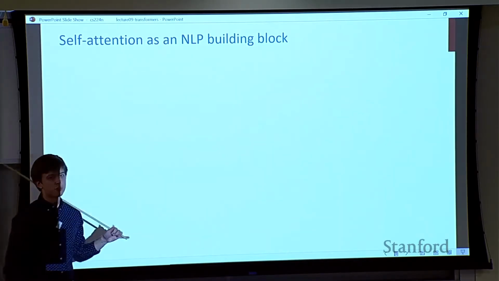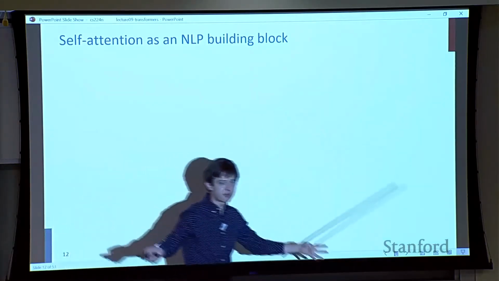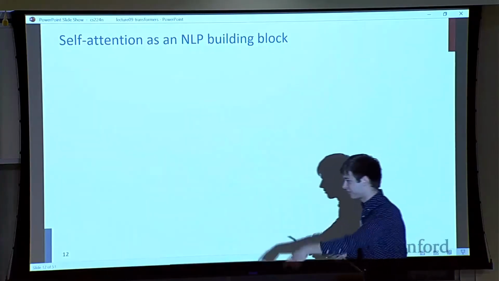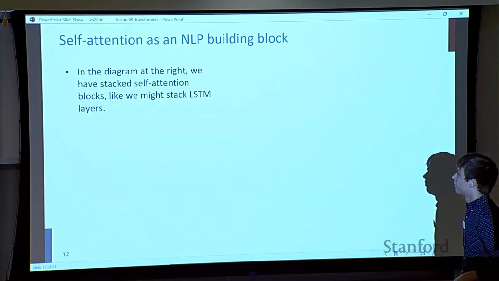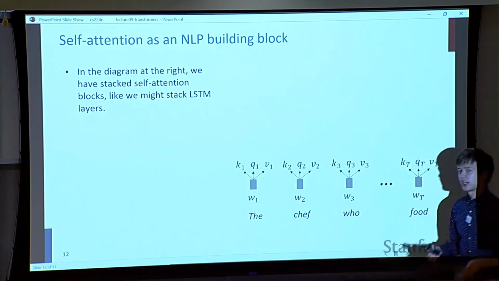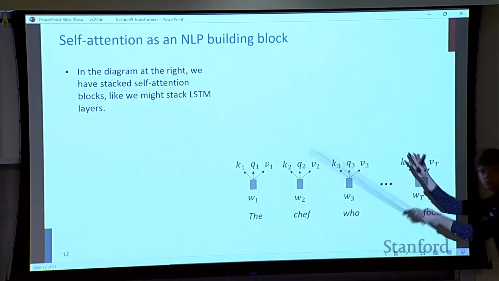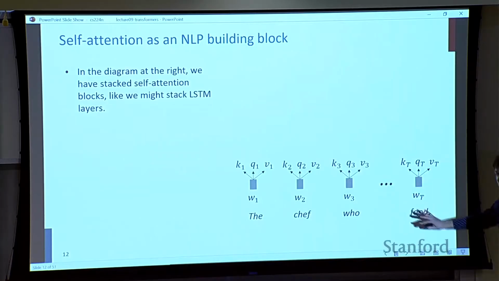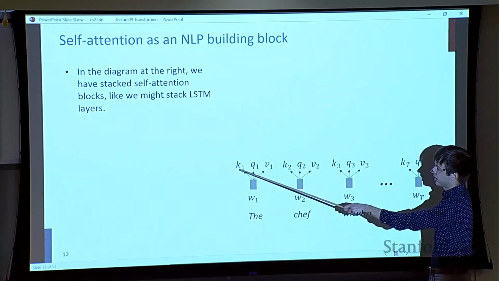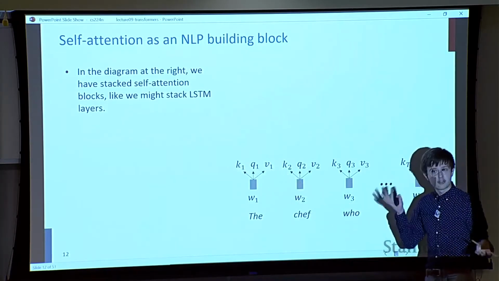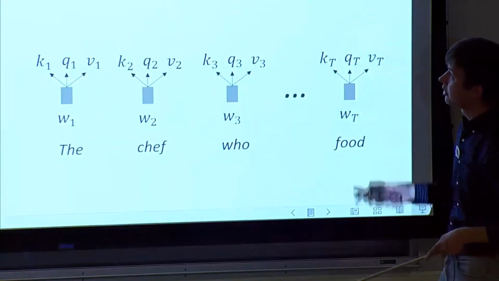Okay, so we've talked about self-attention now, the equations that go into it, but can we just use this as a building block? Take all of your LSTMs, throw them out, use the self-attention that we've just defined instead. Why not? Well, here's a couple of reasons why. So look at self-attention as a building block. We have some words in a sentence: the, chef, who, some stuff, a long sentence, and food is the last word of the sentence. They have an embedding, and from that you get your key, query, and value.